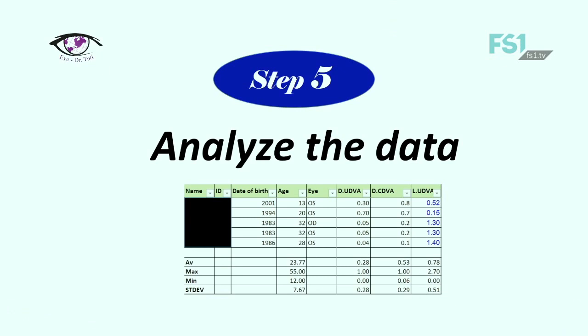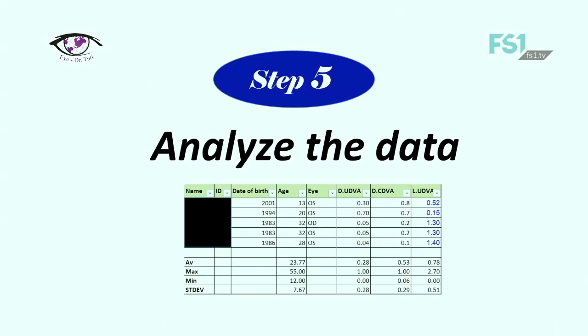Next step, analyze the data. So you have your whole Excel file with all the patients' information inside, then you can start to analyze the data. The most simple way of starting your analysis is just putting the information about average, maximum, minimum and standard deviation. For example, in this slide you can see here AV, which is average, maximum, minimum and standard deviation. So this is like a simple starting of calculation. After that you can start to calculate and make your statistical analysis of the data.